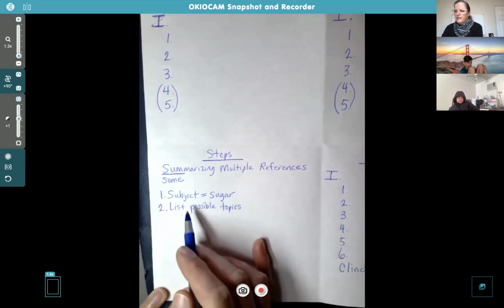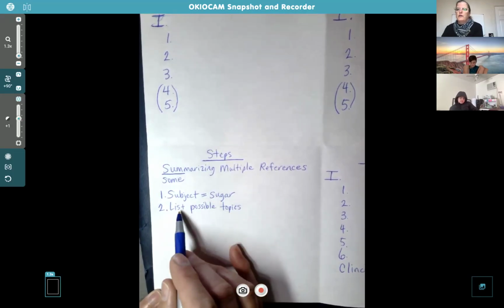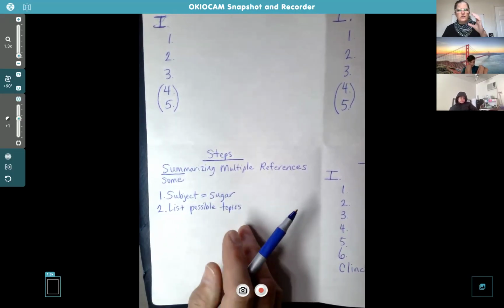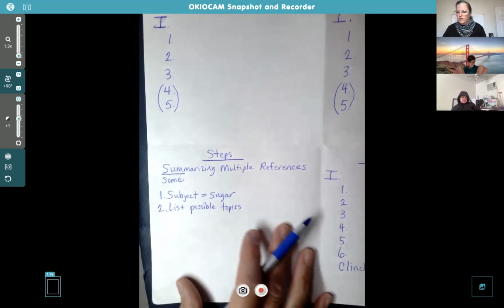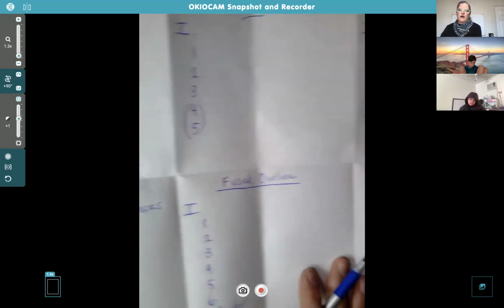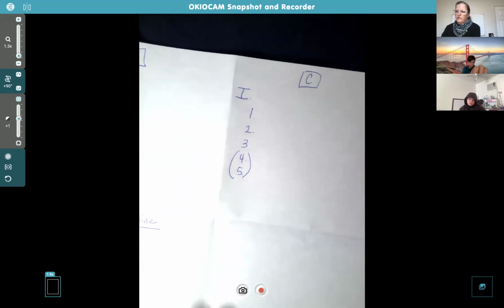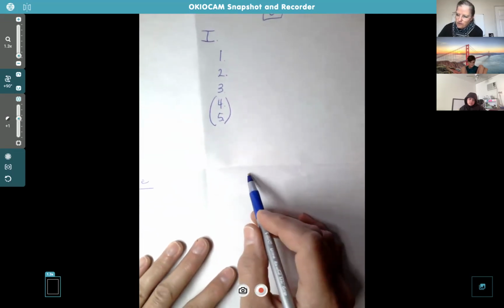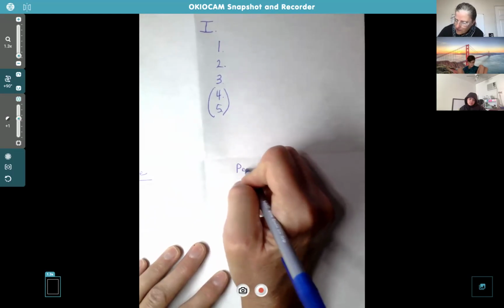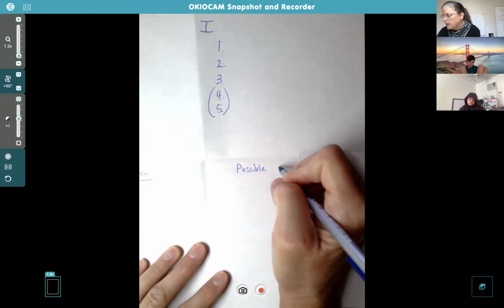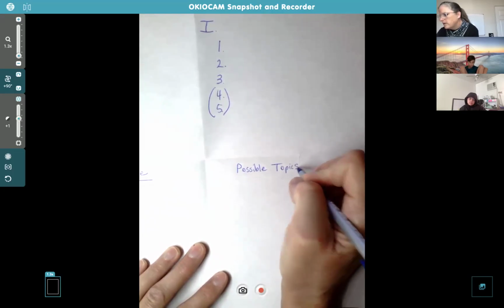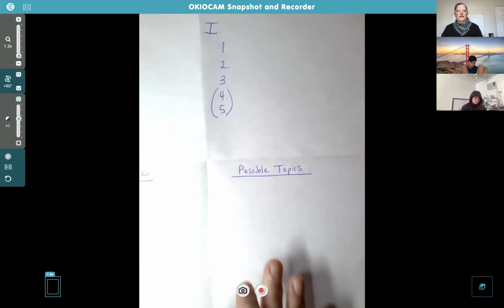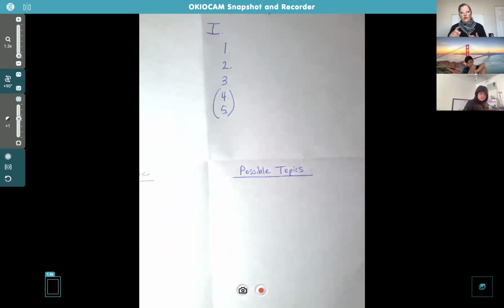So your subject is the main thing you're talking about, but you have to make a list of different things you can use in your paragraphs. And that's what we're going to do with sugar. So the last box over here that we have left is under C. And in this box at the bottom, I want you to put possible topics, because this is where we're going to make our list. That's the next step of our paper. So we know we're going to write about the subject sugar. And the second step is listing possible topics. That's what we're going to do next.